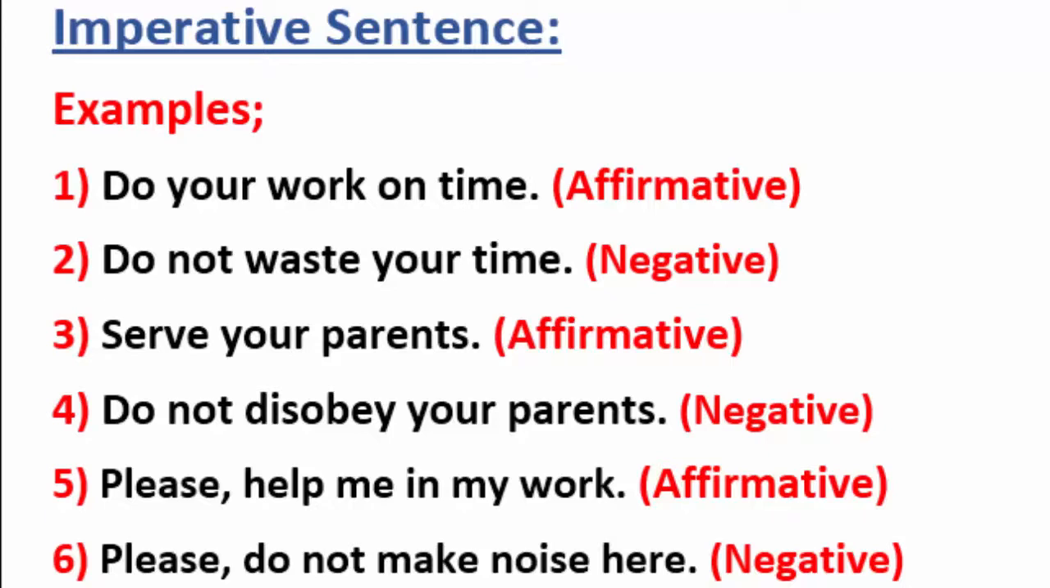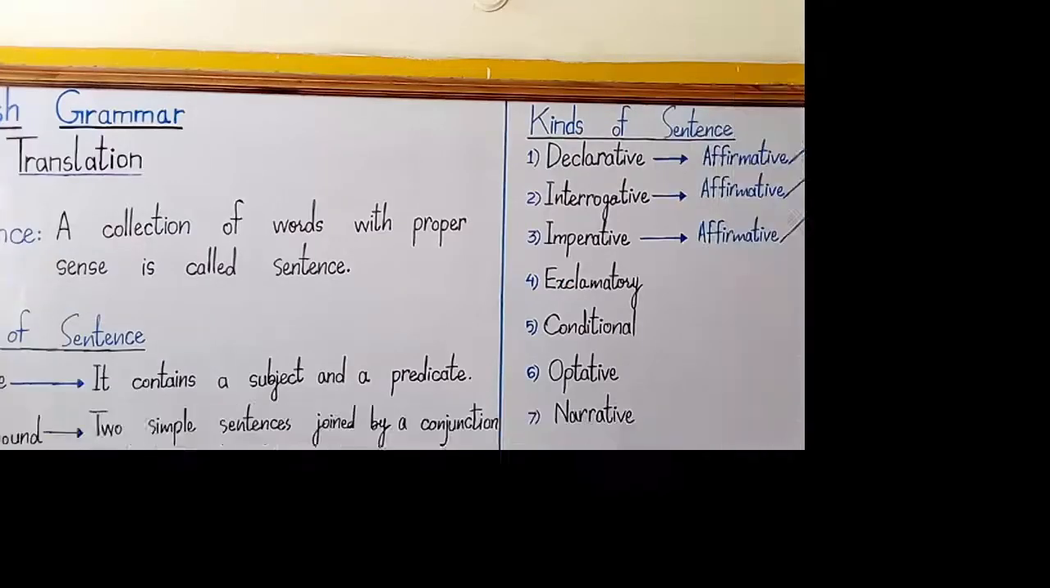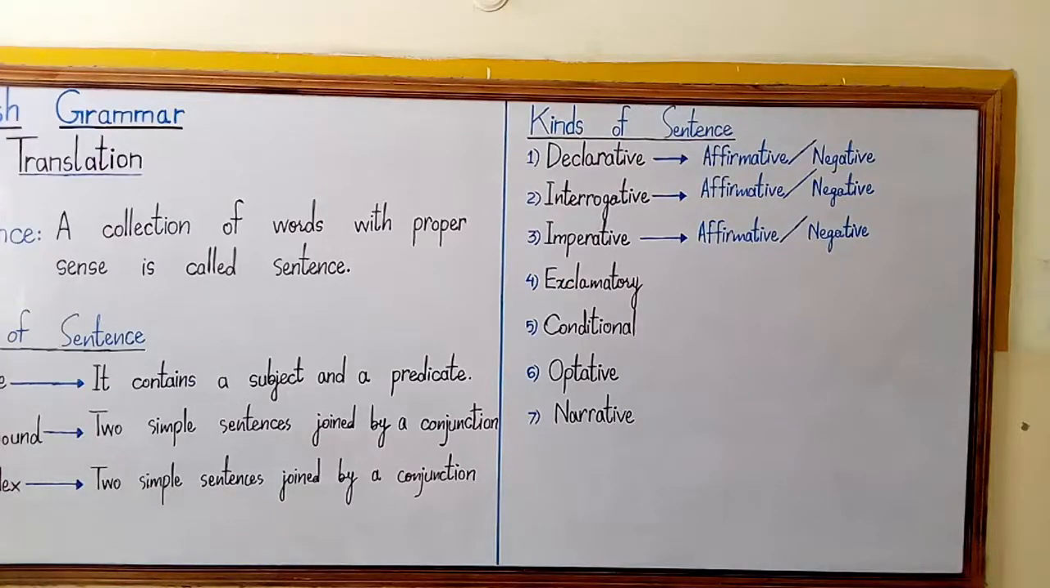Example number 5, please help me in my work. This is an affirmative imperative sentence. And example number 6, please do not make noise here. This is negative imperative sentence. Okay, my brothers, you know about declarative, interrogative and imperative sentences, that they can be affirmative and negative, and I have explained to you through the examples there.